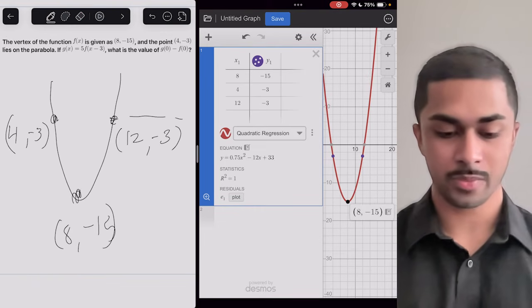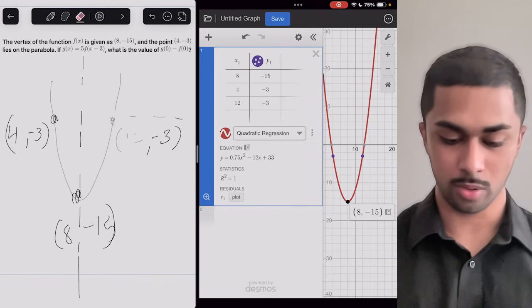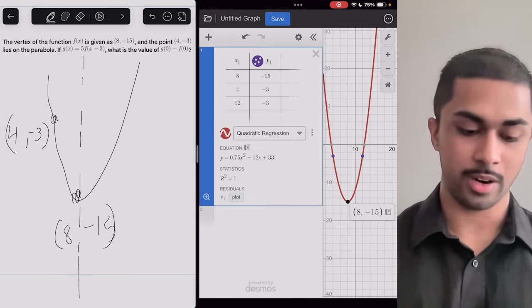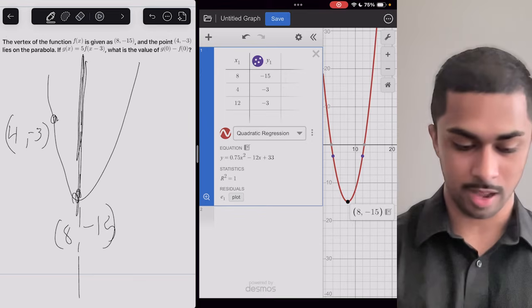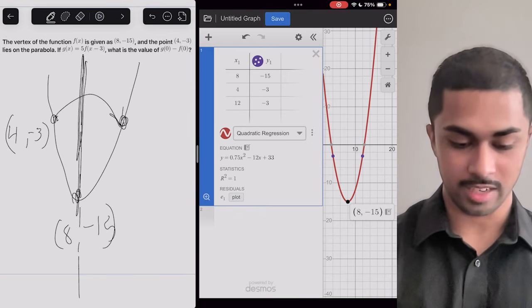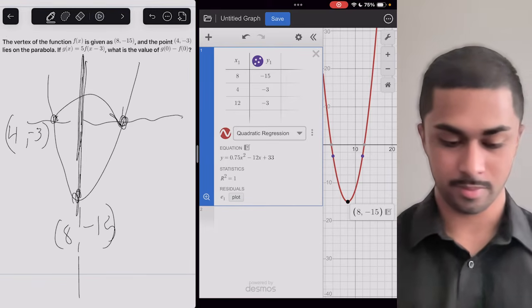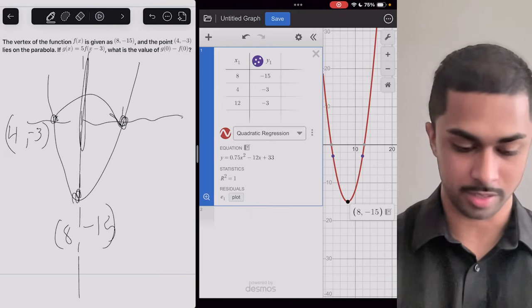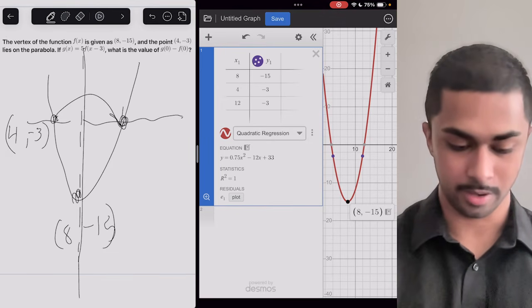Just to recap, we know that parabolas are symmetric. So if we don't know what this point is right here, we know that there has to be a point on the other side of this line that's at the same y value as this point right here, because parabolas are symmetric. It's symmetric along this line, the line of the vertex, right?